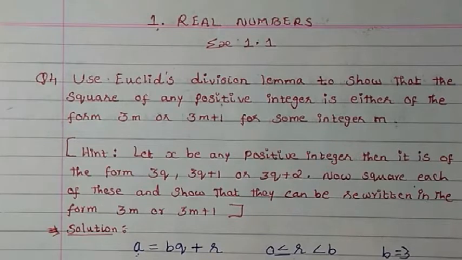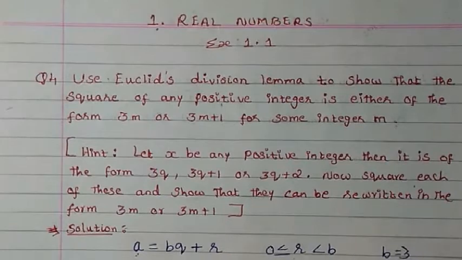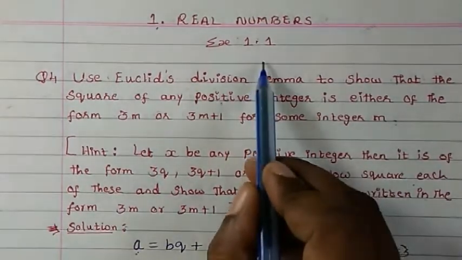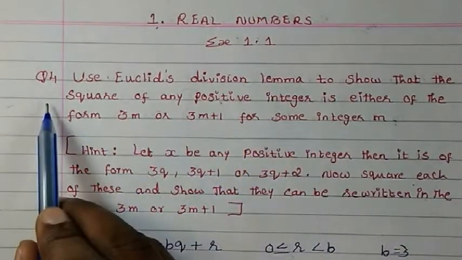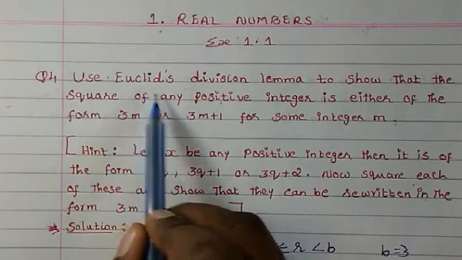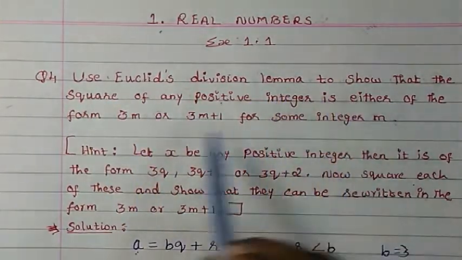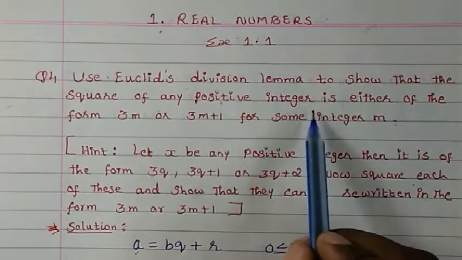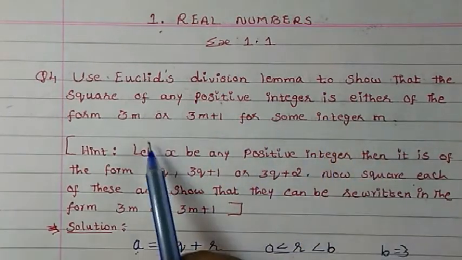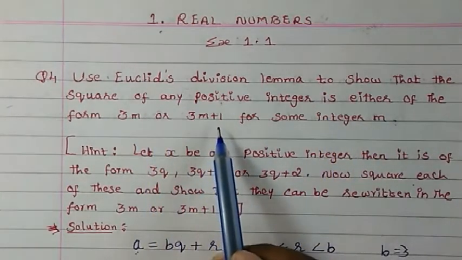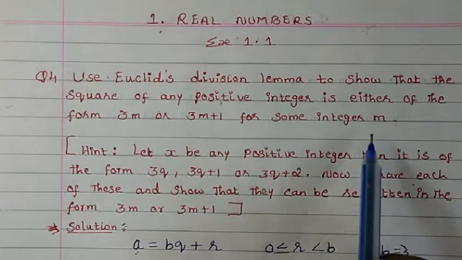Welcome to 10th Maths NCERT Chapter 1 Real Numbers. Today we will study Exercise 1.1 question number 4. Use Euclid's division lemma to show that the square of any positive integer is either of the form 3m or 3m plus 1 for some integer m.